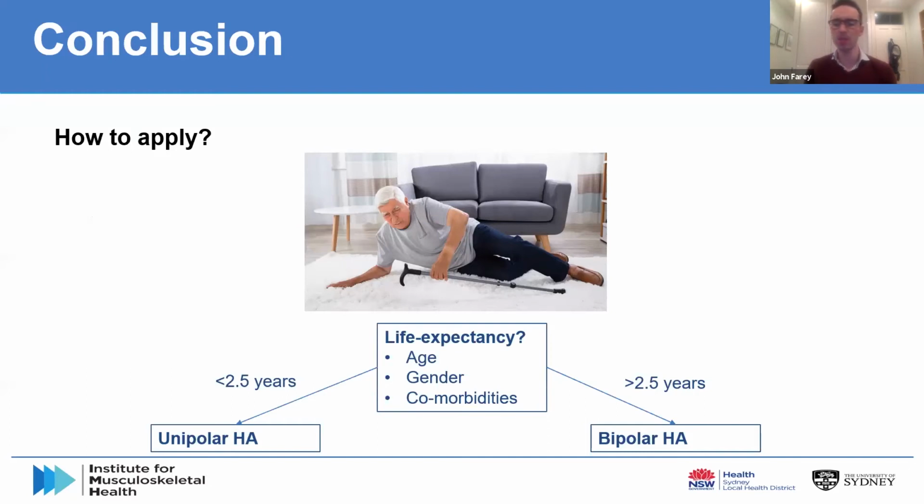If the patient has a high level of comorbidities, they're not a community ambulator, it's probable that they won't be alive after 2.5 years, and you can be justified using the unipolar prosthesis. But if the patient is expected to live for a number of years, they've got a low number of comorbidities, it's very justifiable to use the bipolar prosthesis.